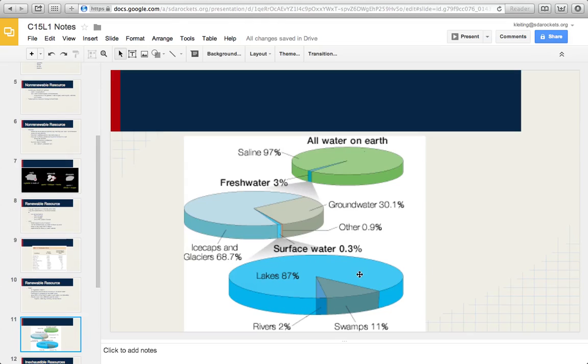Of that, 87% is made up of lakes, 2% is rivers, 11% swamps. The real take home here is that the amount of water that we can actually use is really, really small compared to the amount of water that's actually on Earth.